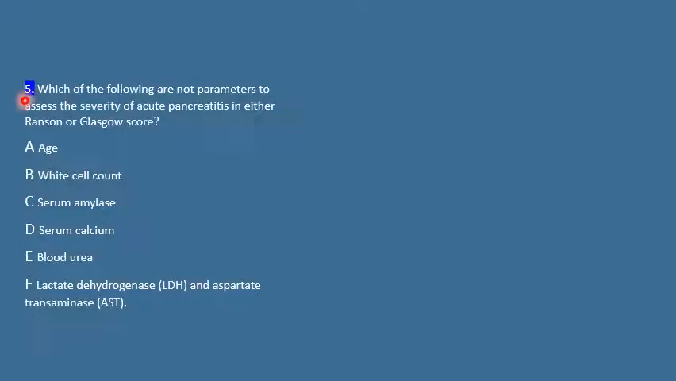Question number 5. Which of the following are not parameters to assess the severity of acute pancreatitis, either Ranson or Glasgow score? A. Age, B. White cell count, C. Serum amylase, D. Serum calcium, E. Blood urea, and F. Lactate dehydrogenase LDH and aspartate transaminase AST. And the right answer is C. Serum amylase.